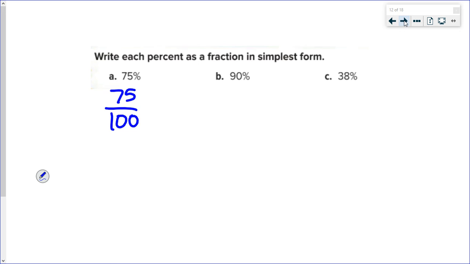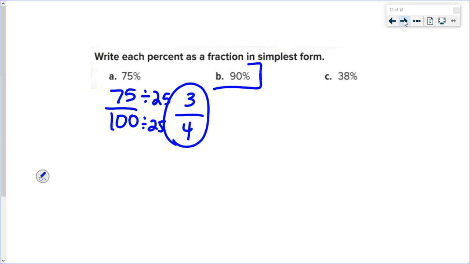So if you know anything about money and quarters, we know that 3 quarters equals 75, and we know that quarters also go into a dollar, so you should have known that 25 is a factor. Or you could have divided by other numbers until you got to the simplest form. But 75 divided by 25 is 3. 100 divided by 25 is 4. All right, so that means the simplest form of that first one is 3/4. All right, try another one.